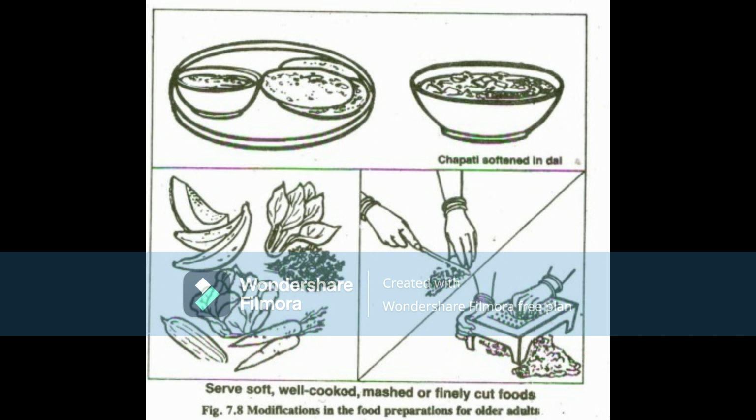Let's learn. During aging there is a problem of loose teeth. As a result, chewing becomes difficult. What does one do in such situations? A change in the texture and method of preparation of food is recommended. Include only soft, well cooked, mashed or finely cut foods in the diet. All hard foods with skin or seeds should be avoided unless they can be softened by mashing or grating.